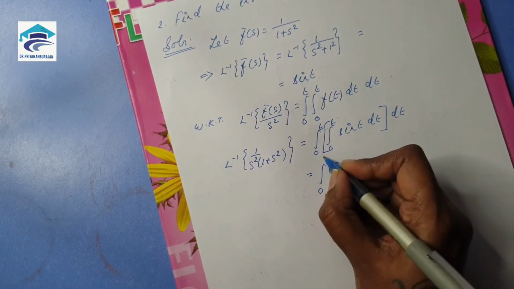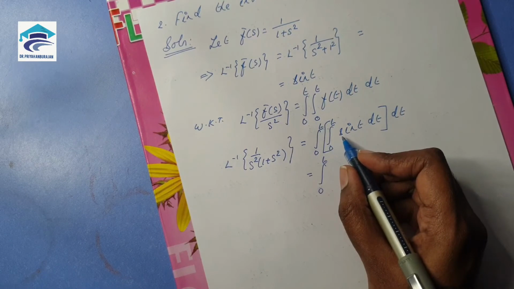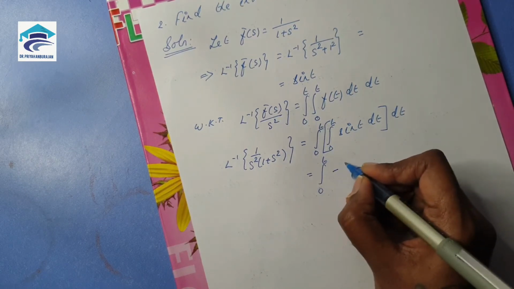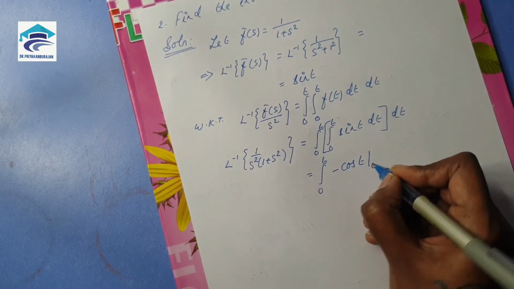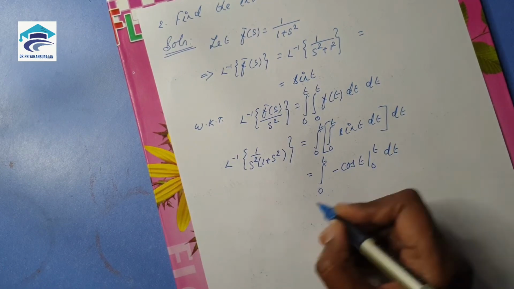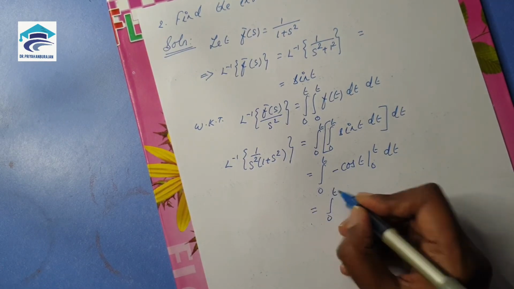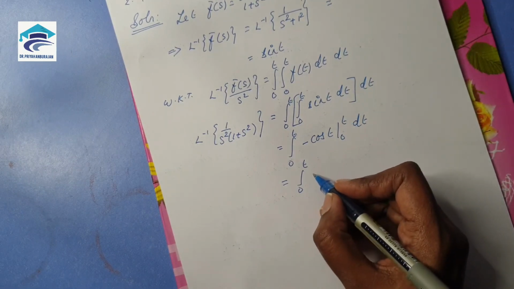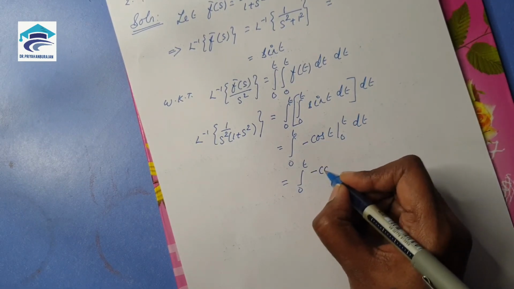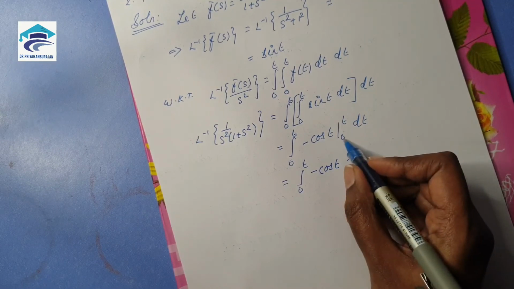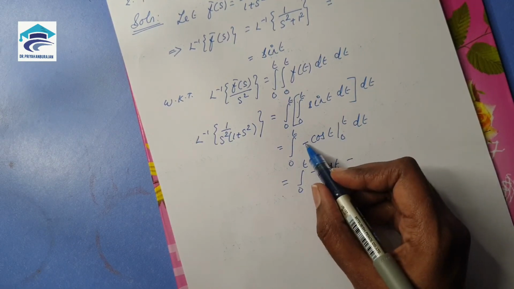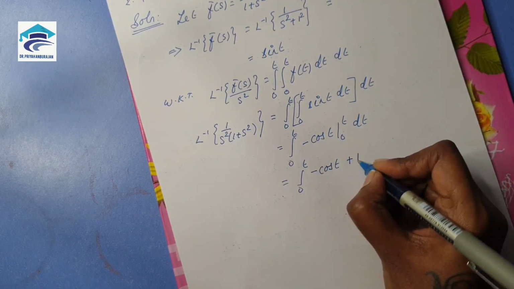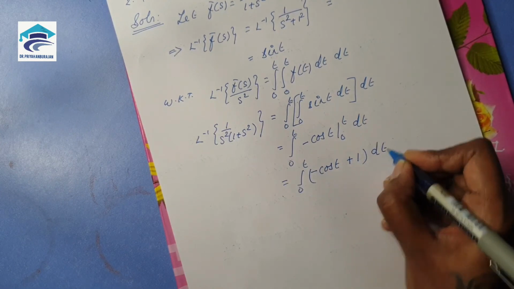So, this is integration of 0 to t. If we integrate sin t, it is minus cos t, that is from 0 to t dt. So, integration of 0 to t, if I apply the upper limit, it will become minus cos t minus lower limit cos 0 is 1. So, already we have a negative sign here, this will become plus 1 dt.